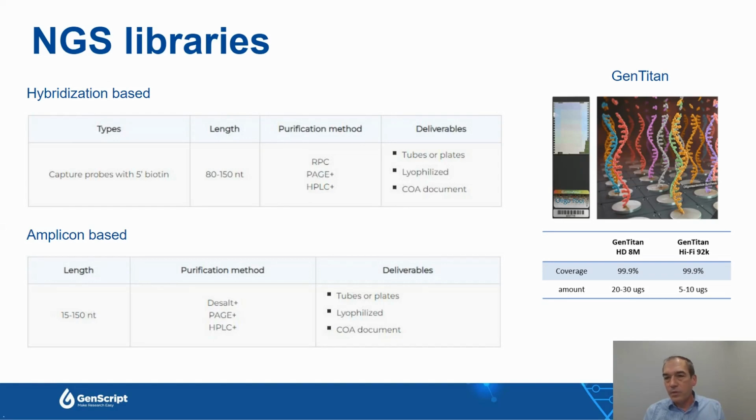These libraries are based on our GenTitan on-chip synthesis technology. This technology enables us to synthesize up to 8 million oligos in parallel on a single chip. And usually the coverage is 99.9%, so very high, and with 20 to 30 milligram quantities of oligo. And we can also scale this down. We have smaller libraries that are 92,000 oligos, and they can also be developed very efficiently with 99.9% coverage and 5 to 10 micrograms of oligos.